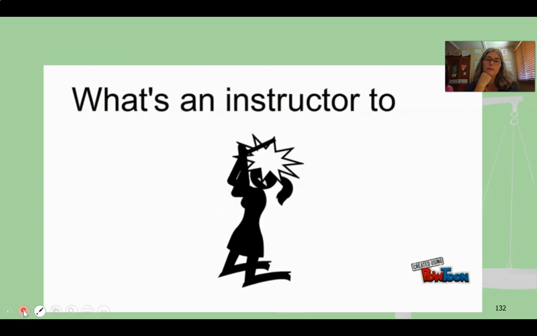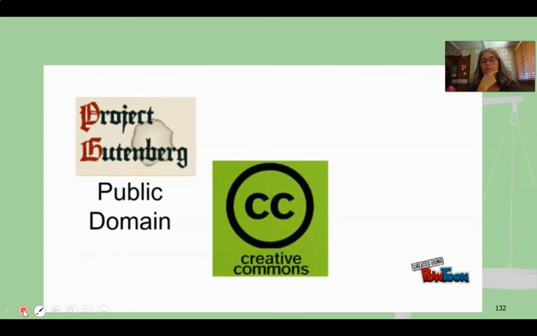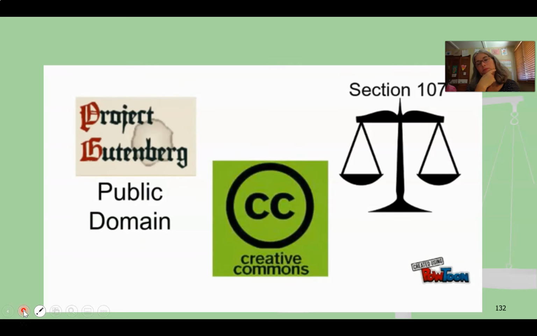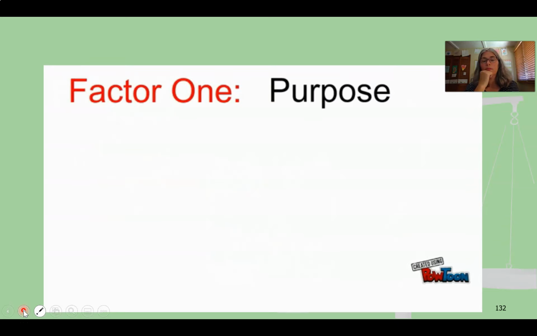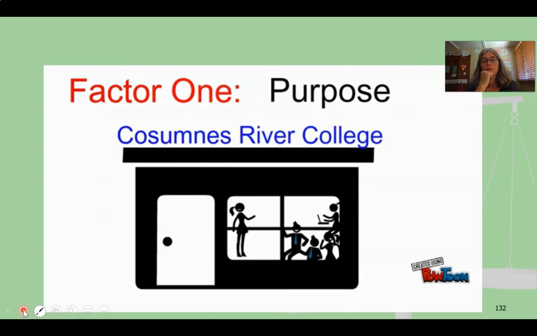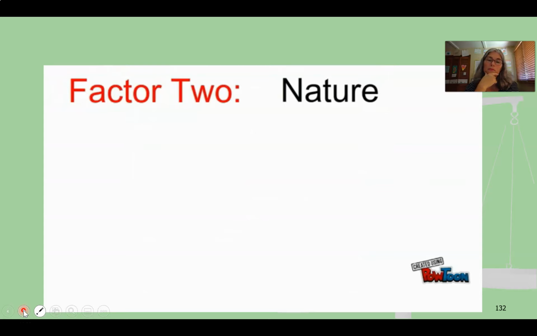So what's an instructor to do? Look for work that falls in the public domain. Look for works with a Creative Commons license. Or make sure your use of copyrighted work falls under Section 107, Fair Use. Consider these 4 factors. 1. The purpose of your use. Is it nonprofit and educational? You're probably covered. 2. The nature of the work.